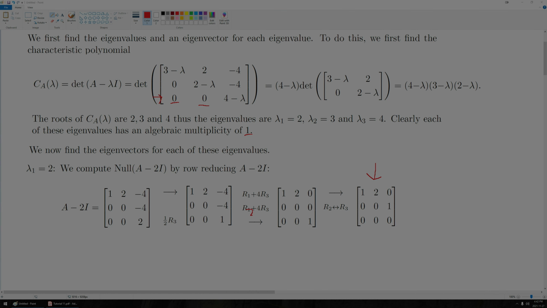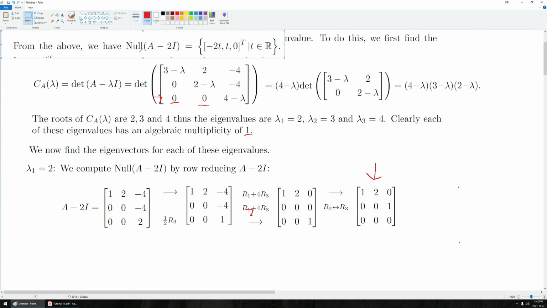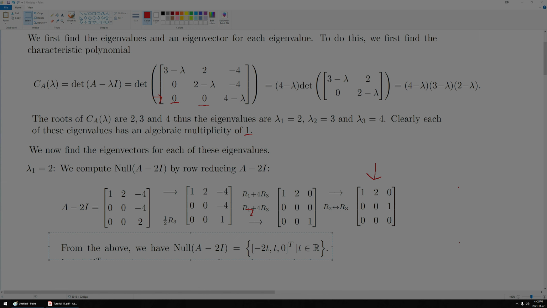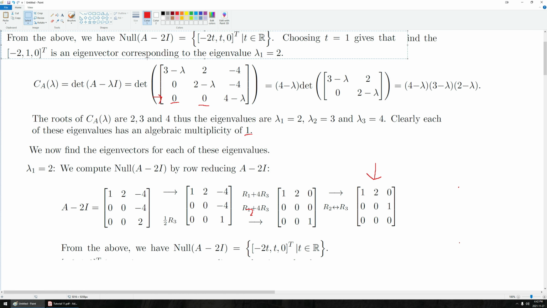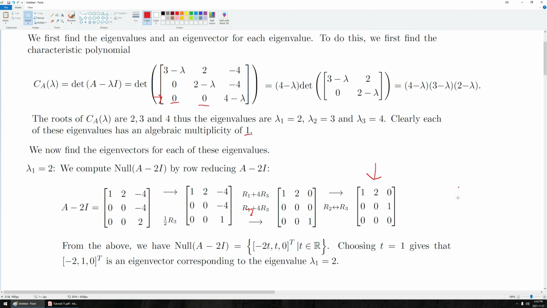Okay, so from here, I can simply compute the null space by introducing a free parameter for this column here. And when I do that, I get that the null space is simply this collection here. Okay, so if I want to find an eigenvector for this particular eigenvalue, I can pick any value of t other than 0, and I am just going to pick t is equal to 1, just because it gives me nice integers, and conclude that this thing is an eigenvector corresponding to the eigenvalue here.